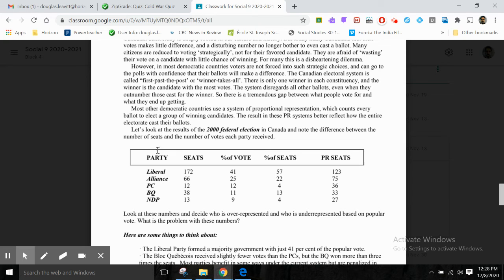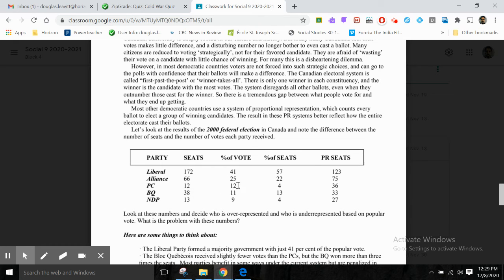So, for example, from a number of years ago, the Liberals gained 172 seats, which was 57% of the seats at the time, okay, but had only acquired 41% of the votes. So the difference is they got 57% of the seats with only 41% of the vote. The Alliance and the PCs eventually combined to become the Conservative Party. They only acquired 66 seats, had 25% of the votes with 22% of the seats. So it's somewhat close. Okay.